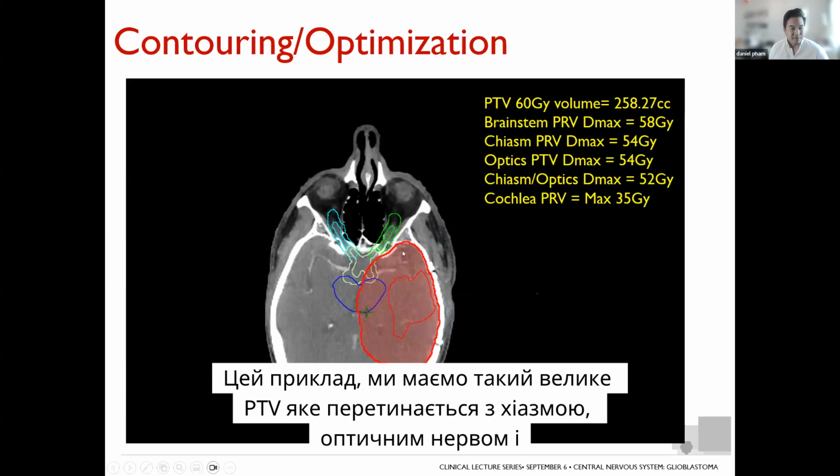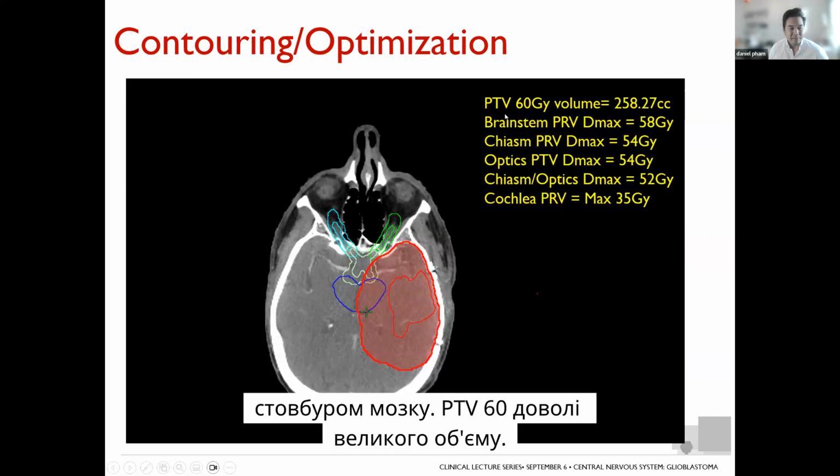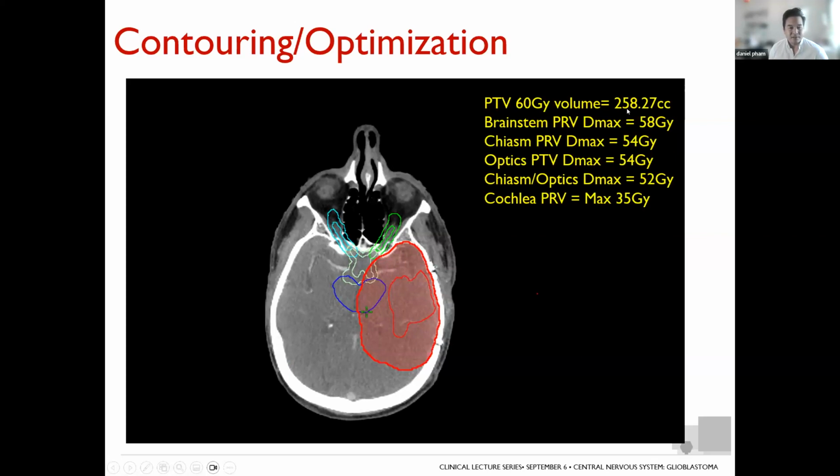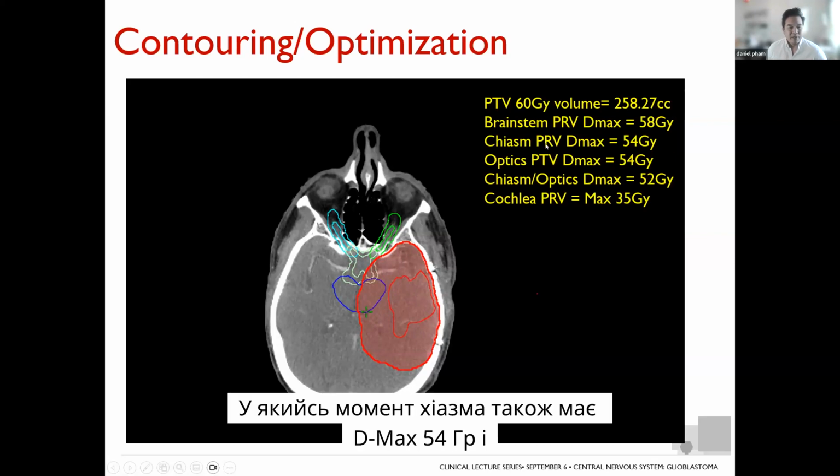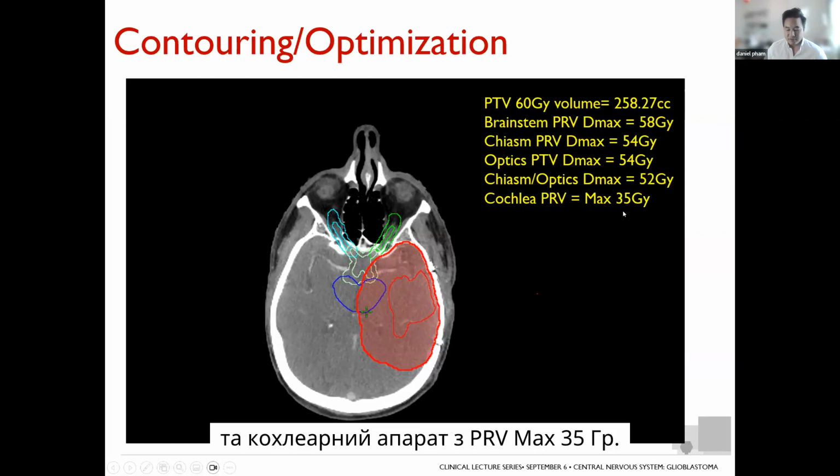So in this example, we've got this big PTV that's overlapping with the chiasm, the optic nerve, and the brainstem PRV. The PTV, 60 gray volume, is quite large, almost 260 cc. These are the constraints that have been applied to this case. Brainstem PRV with a Dmax of 58 gray, so it's a lower Dmax than the prescription dose. So there will obviously have to be some sacrifice of the PTV. The chiasm and optics have a Dmax of 54 gray. And for this case, there was also a cochlear PRV max of 35 gray.